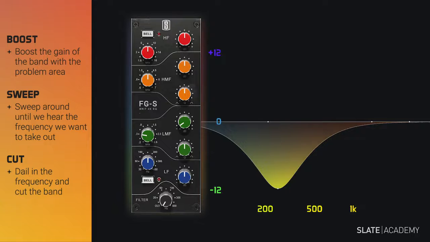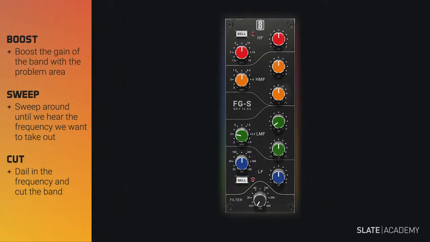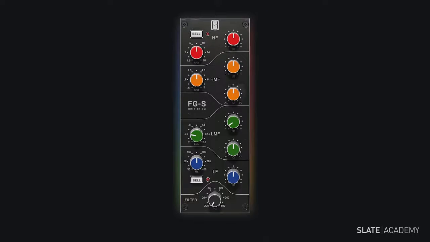A much better sounding vocal because we were able to identify that frequency and take it out. So we use this technique of boost, sweep, cut in order to more easily identify what frequency we want to cut. Since we don't have a visual aid, we have to rely more on our ears. Try this out when you're using an analog modeled EQ, and you'll find it so much easier to use.